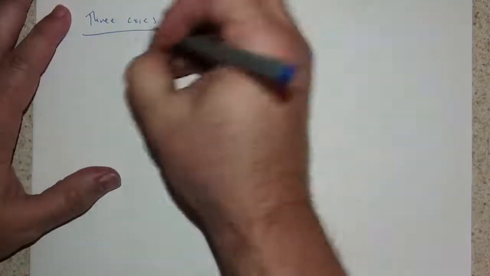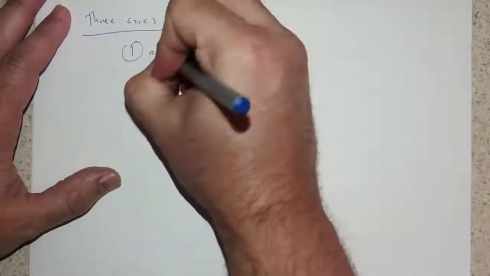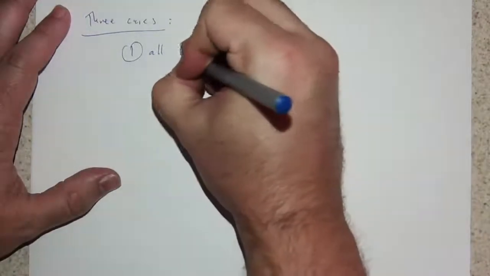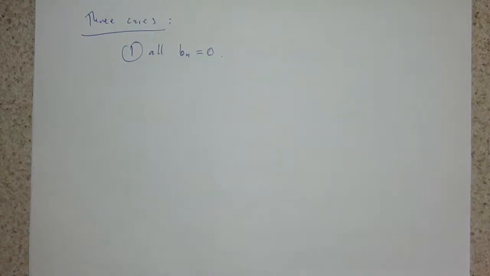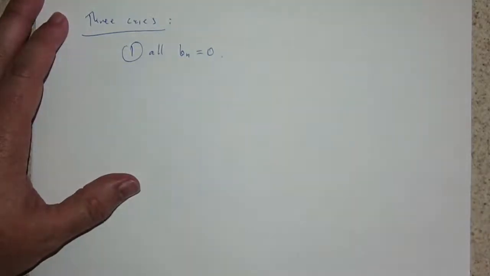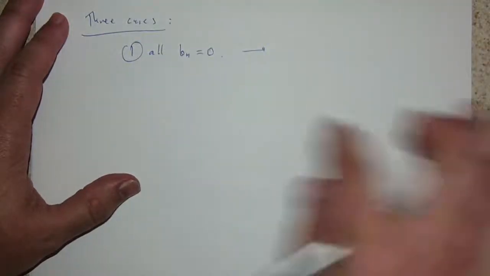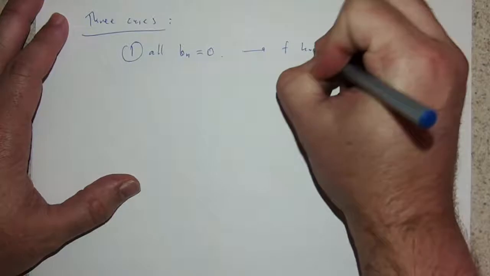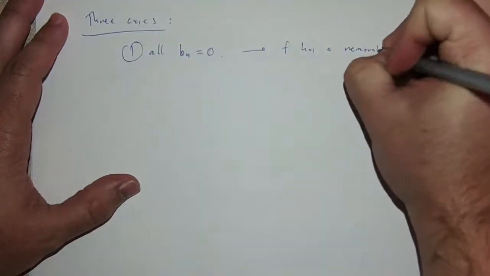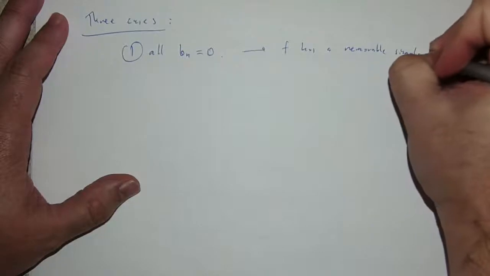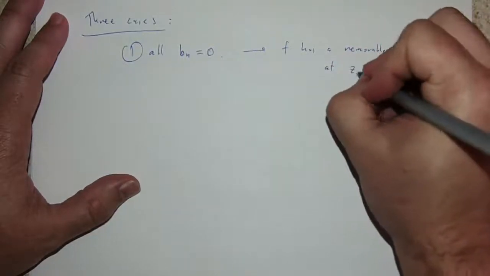First case: all of the b sub n's are 0. In this case, we say that f has a removable singularity at that z naught.